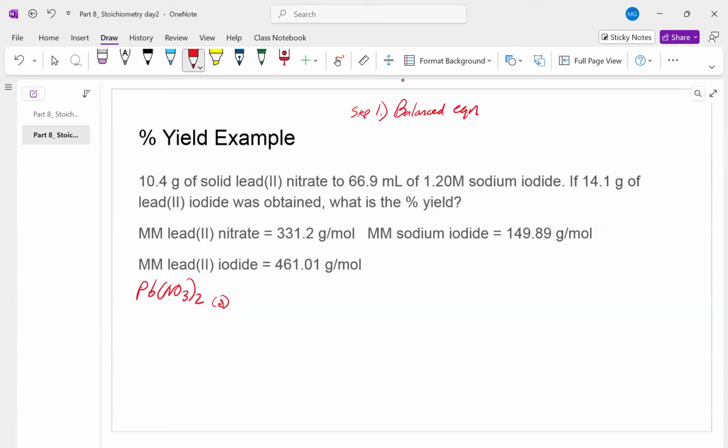So that's a solid. Then we're going to react it with sodium iodide. Sodium is Na plus, iodide is I minus, and the problem says it's a solution. Now, how do I know it's a solution? Well, I got a volume and a molarity. That's solution.